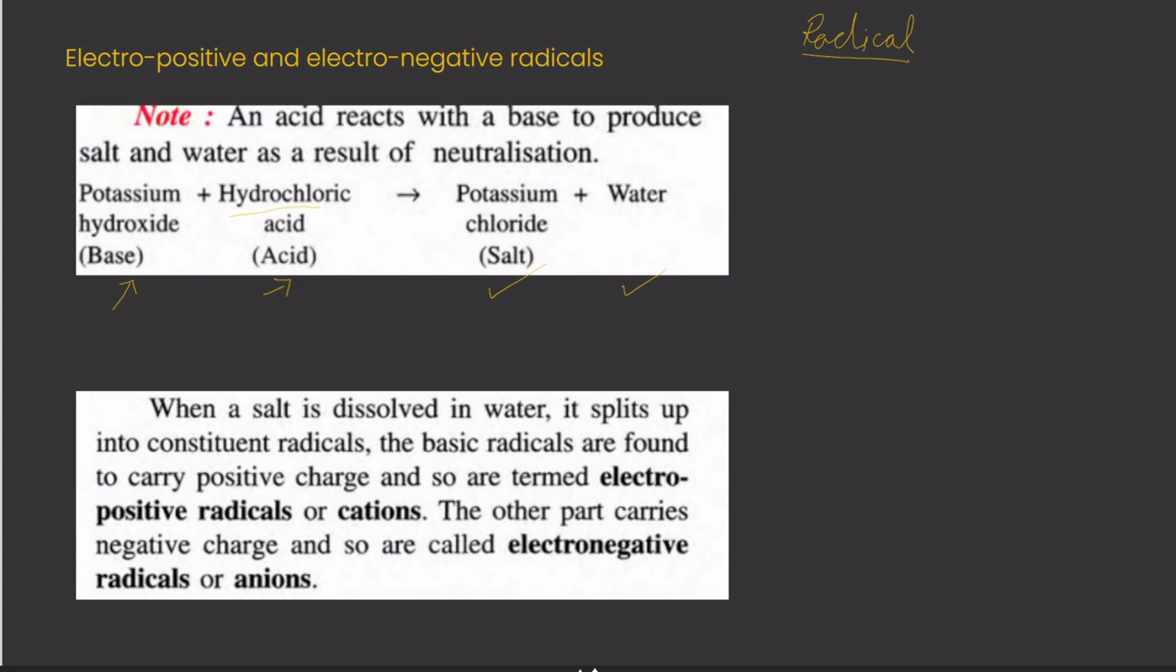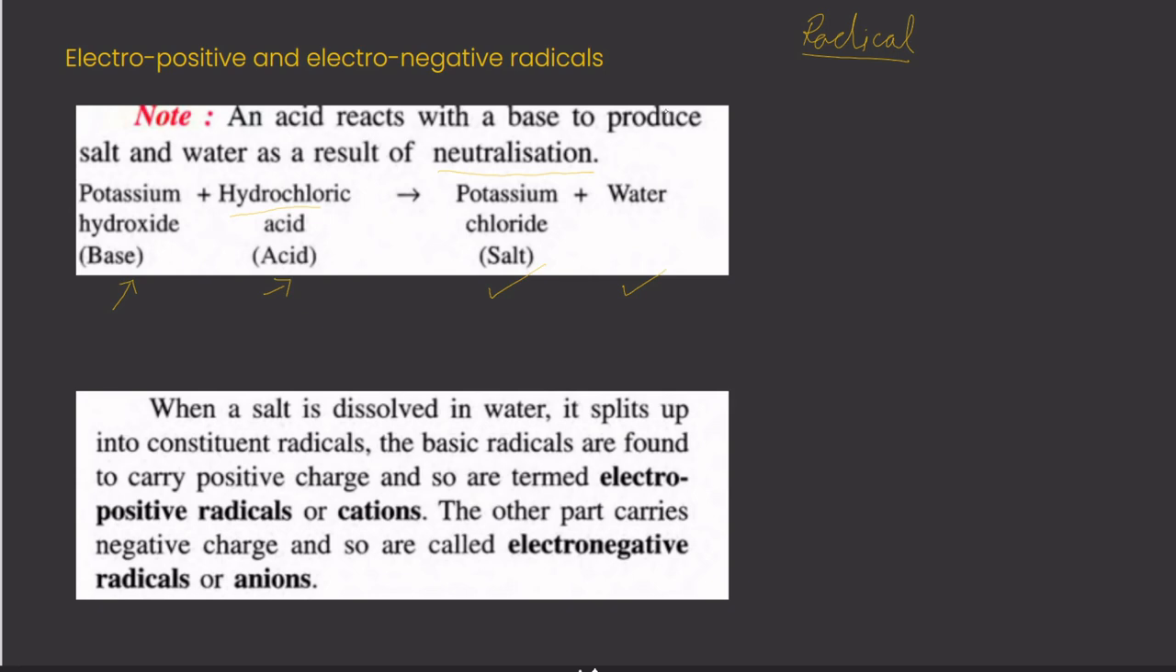And what will be the nature of this salt? Will it be acidic or basic? Please remember, this reaction between an acid and a base is known as a neutralization reaction. Neutral means what? The product that we obtain when an acid reacts with a base is neither acidic nor basic. It is neutral. That is why this reaction is known as a neutralization reaction. So we get a neutral product called potassium chloride.